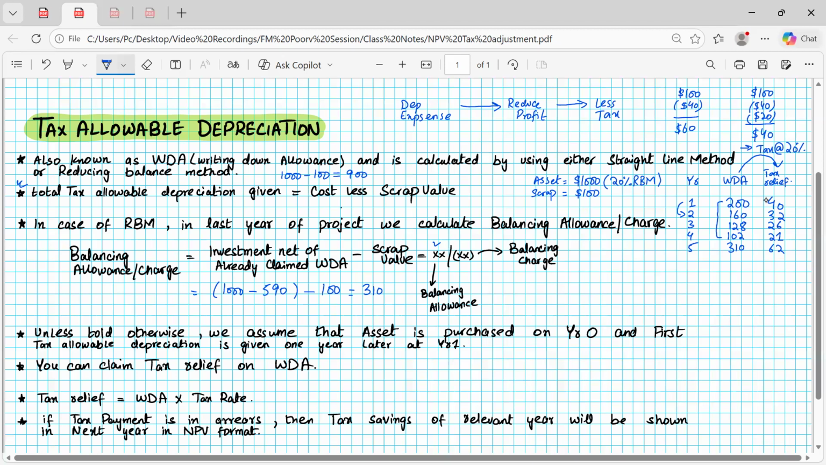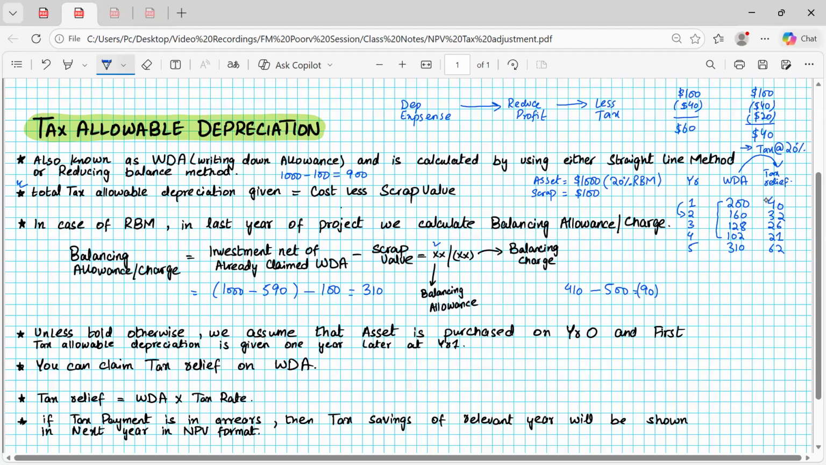Now let's go opposite. For example, let's assume that investment net of already claimed WDA, in this case, was 410, and your scrap value was 500. It was not 100, it was 500. Now your answer is 90 negative, right? It's on the negative side. So now it is known as balancing charge.